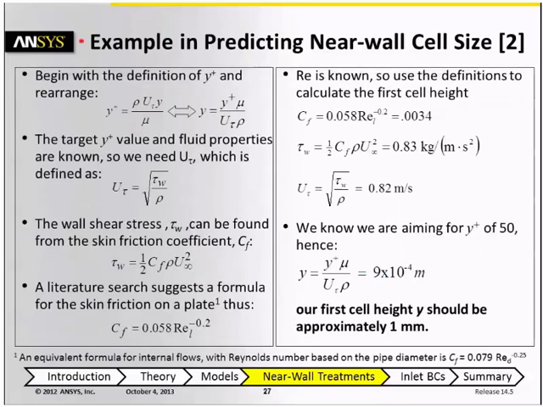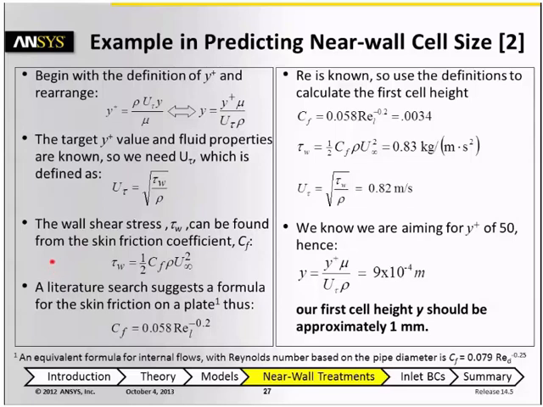This slide shows an example of how to estimate the value of y plus. The starting point is a definition of y plus, and we rearrange this because we know y plus. What we're trying to find out is y, which is the distance from the wall. So when we rearrange this expression, we have y plus times the viscosity divided by the friction velocity times the density. We know our target value for y plus, so what we don't know is the friction velocity. The definition of the friction velocity is the square root of the wall shear stress divided by the density. So this means that what we really need to figure out is the wall shear stress.